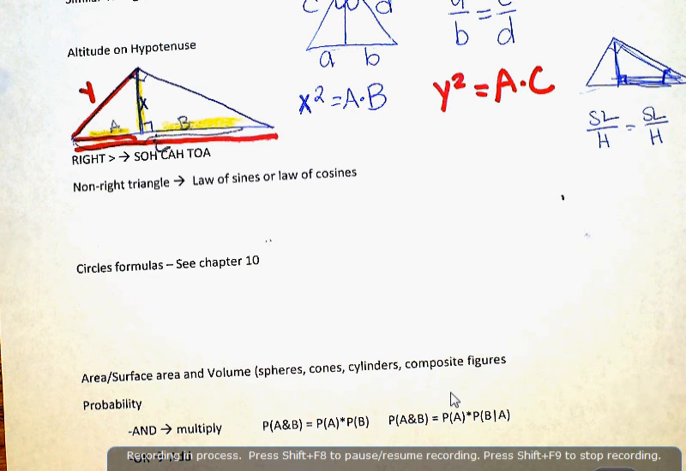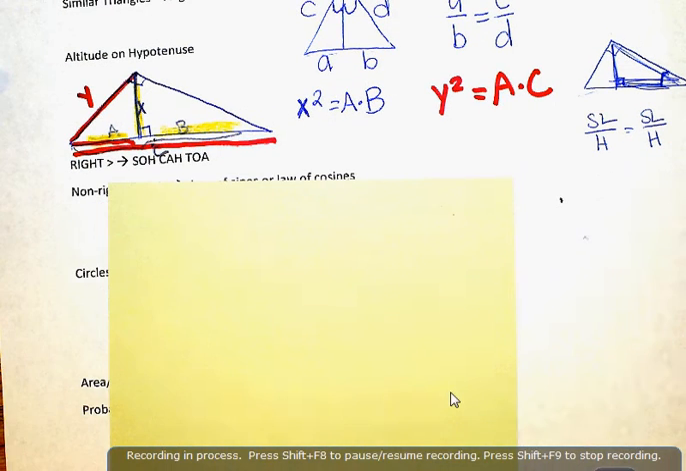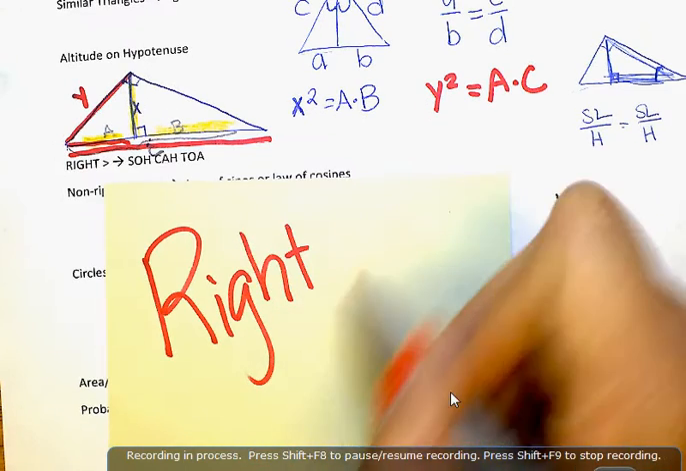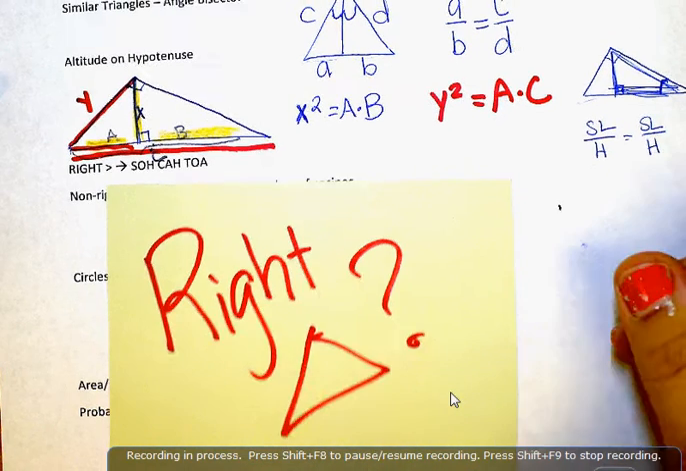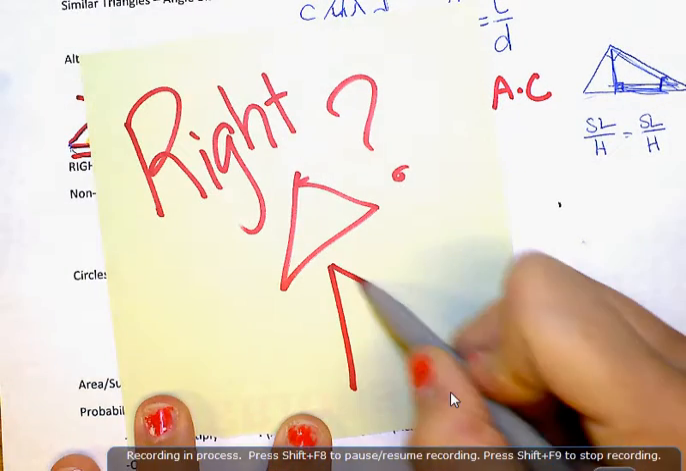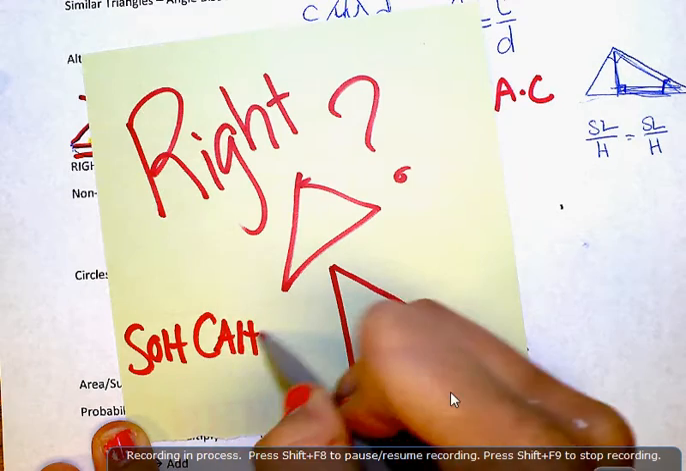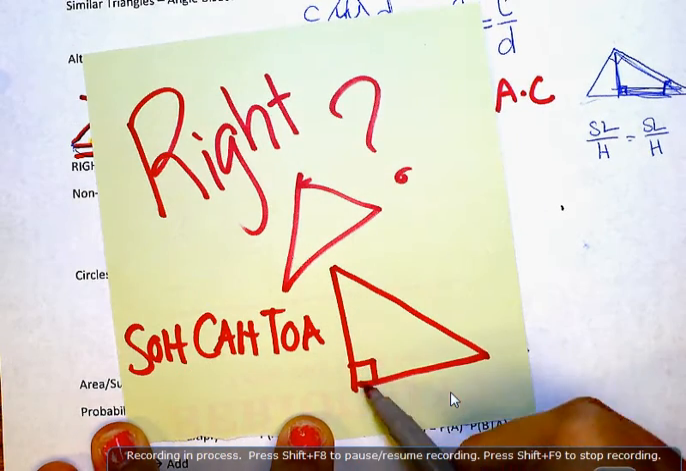Okay, the next thing we're going to talk about is SOH and the law of sines, law of cosines. These really go together. So first of all, you've got to ask yourself, do I have a right triangle? If you have a right triangle, you're going to want to go right to SOH, okay? And so we know SOH. You never go from the right angle.